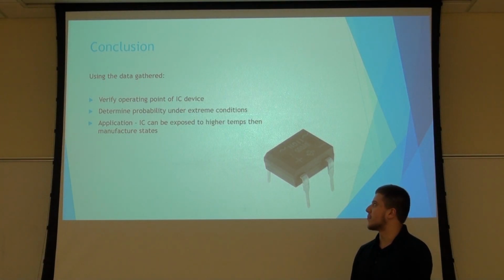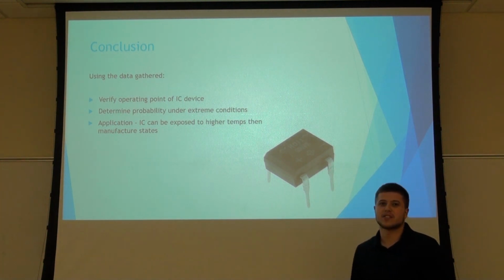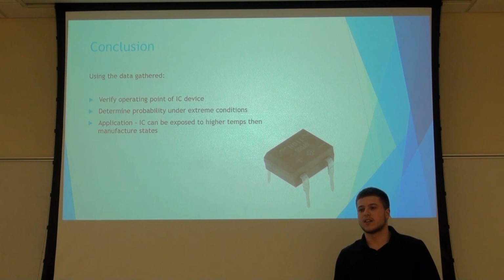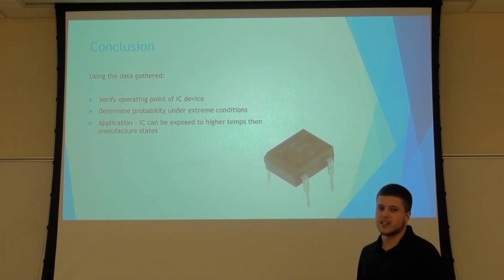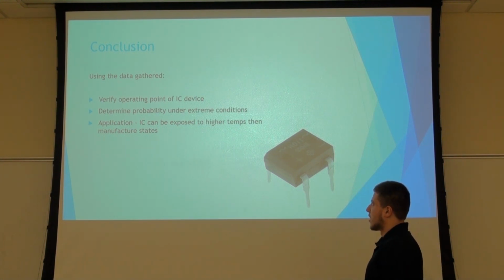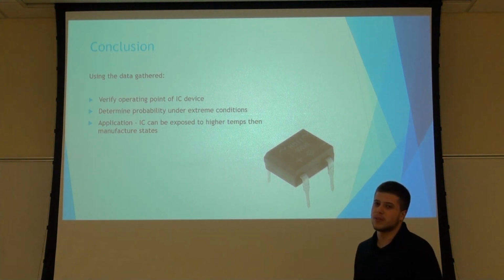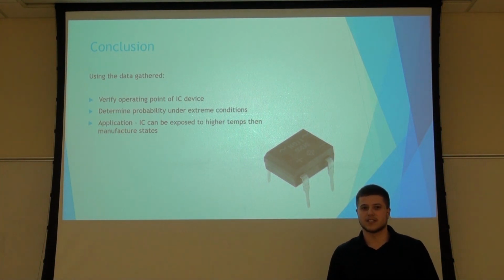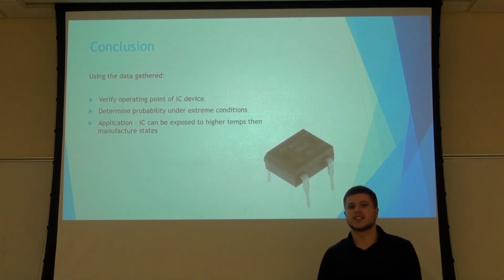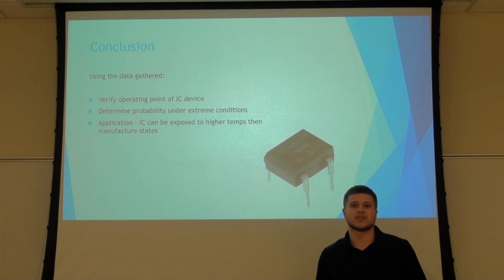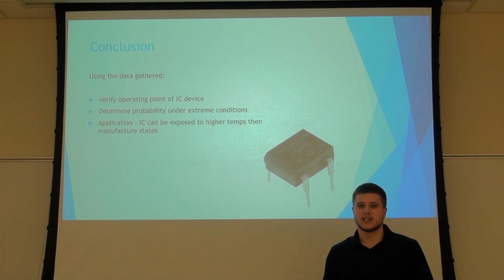Wrapping this all together, using the data we gathered, we found that the IC chips can actually go over the threshold of the data sheet of 150 degrees Celsius. We found that our mean temperature was about 269, which is significantly higher than the data sheet value. We used this data to determine the probability at which they will fail under these extreme conditions. An application would be that the IC can be exposed to higher temperatures than the data sheet specifies, so we could technically use this in a high temperature setting rather than a lower temperature setting.